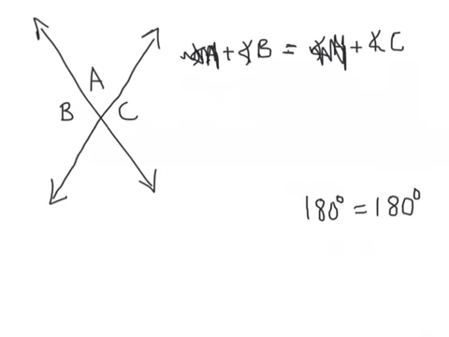So using the fact that I know that two angles add up to 180 when they form a straight line, and substitution, I was able to prove that angle B is equal to angle C. So now we know that vertical angles, that's what these are called, have to be equal. And now we can use that fact to prove other things later on.